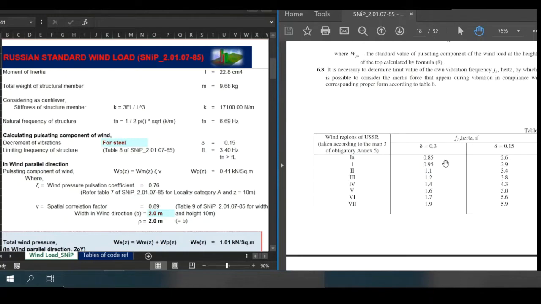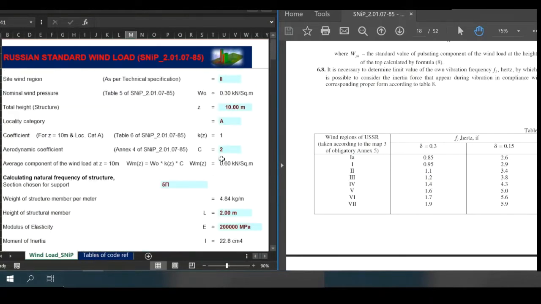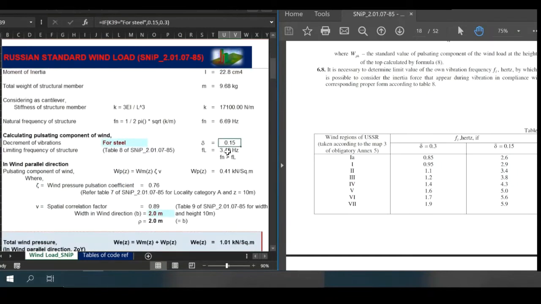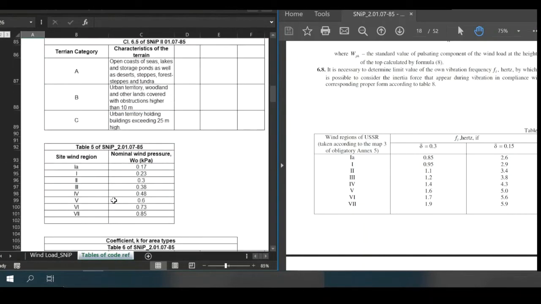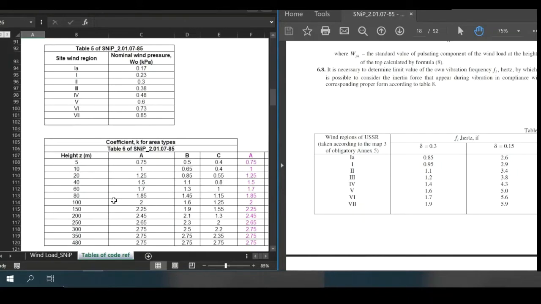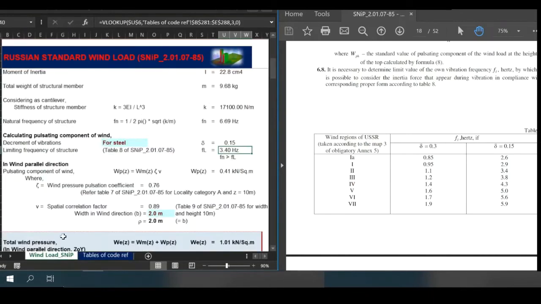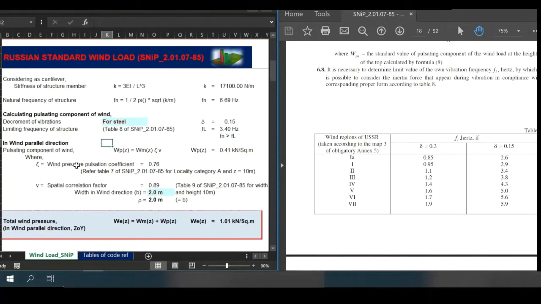So here, as per the wind region, which for us is 2, that we had selected in the topmost line, for that 2 and the decrement value 0.15, the limiting frequency of a structure is 3.4. So this is also directly picked up from the table of code reference which is shown here. Yes, this is a table for limiting frequency.